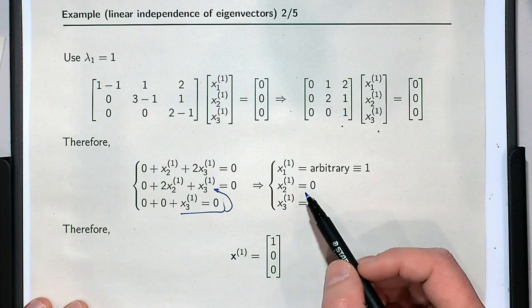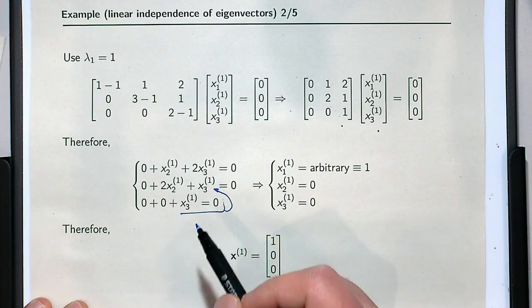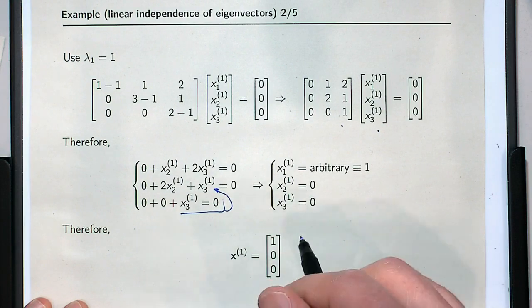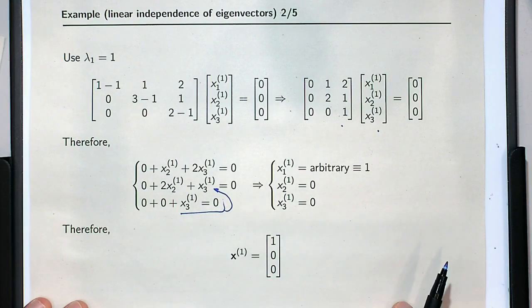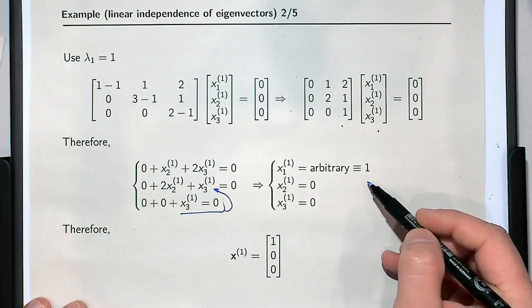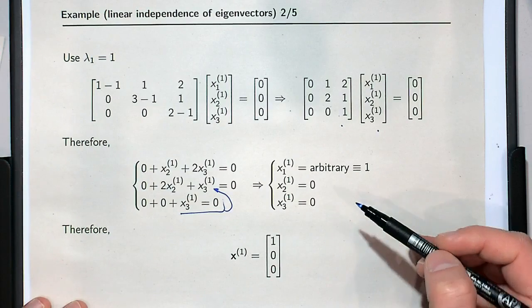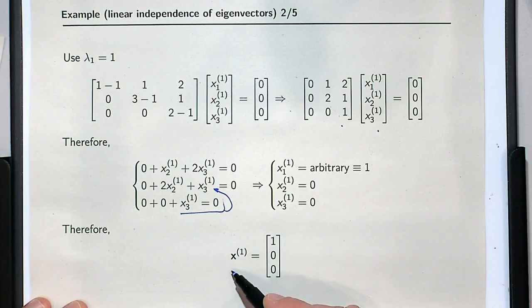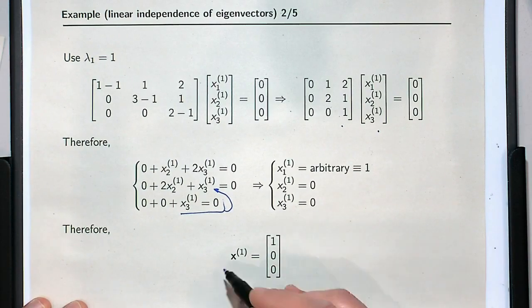But as you see, the first component, x1, doesn't appear in any of these equations, which means that it has an arbitrary value. But that arbitrary value cannot be 0, because if it becomes 0 and the other two components are also 0, then we get a trivial solution. At the first point, we said that we are not interested in the trivial solution x equals 0. So I just assign the value 1 to it. Then I get my first eigenvector, corresponding to this lambda 1.